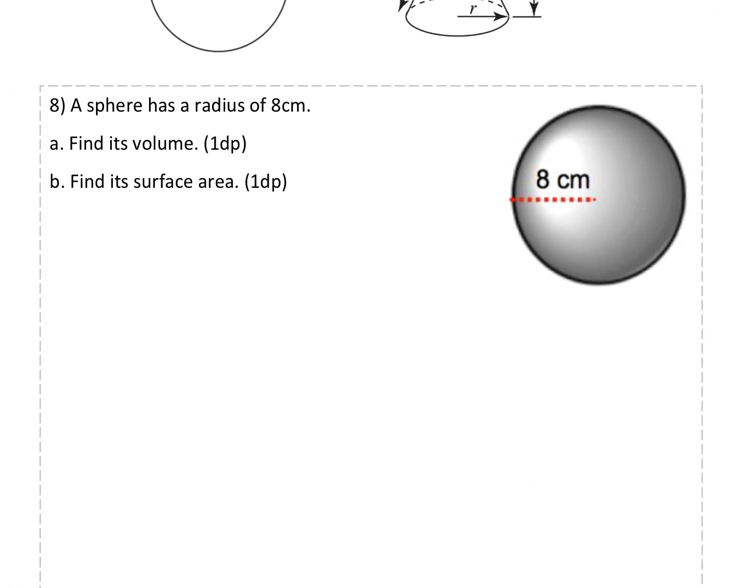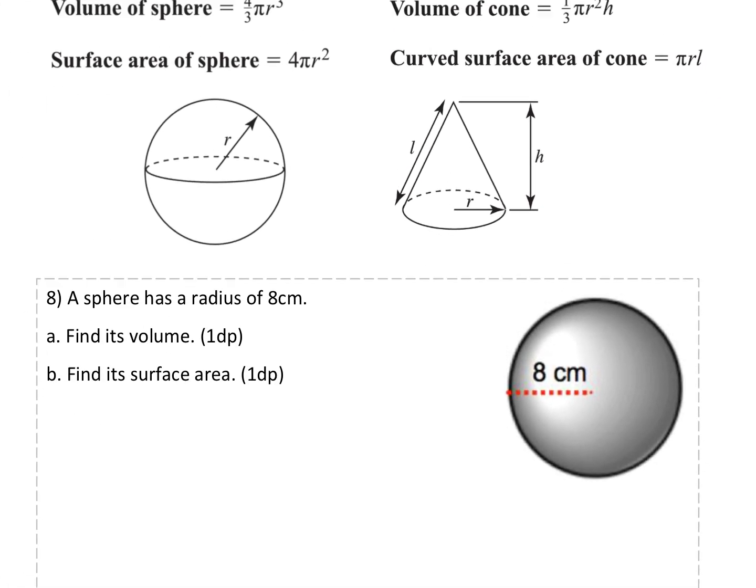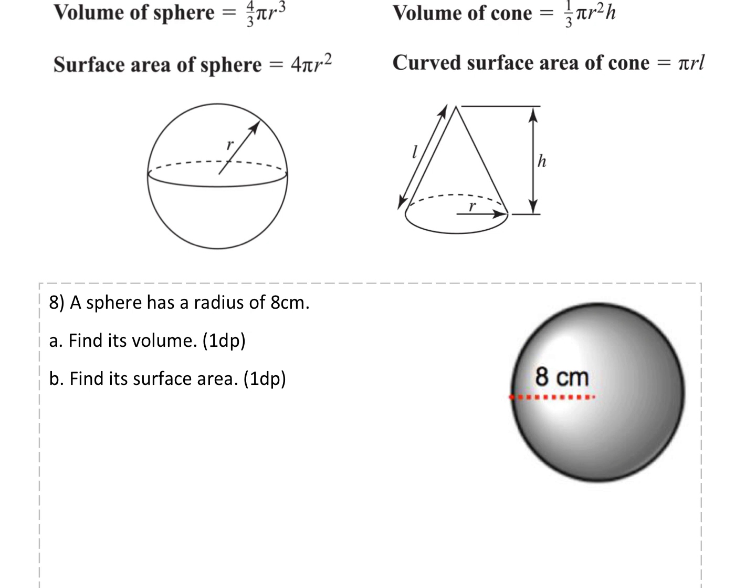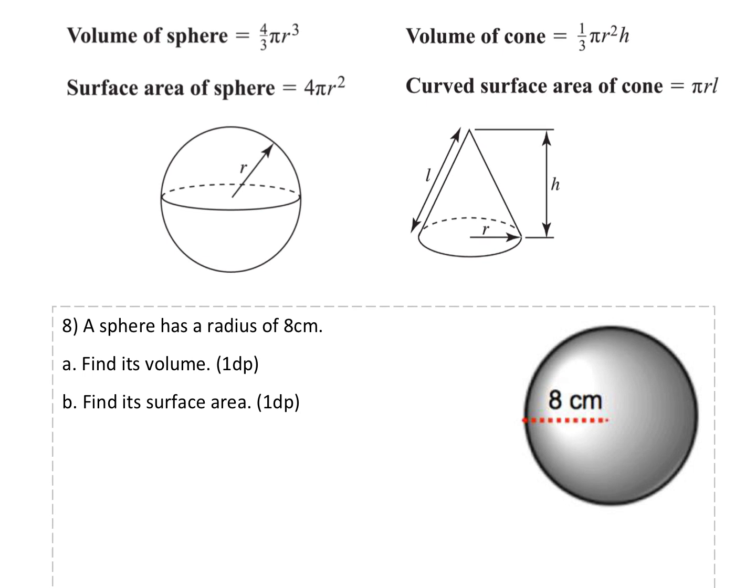Okay, let's have a go at example 8. First of all, identify the shape. The shape is a sphere, a ball. So I'll be looking at these formulae up on the top left. The sphere has a radius of 8 centimetres. We've got to find its volume and its surface area. So part A, the volume: the formula for that is 4/3 pi r cubed. Now r represents the radius, which is 8, so that would be 4/3 pi times 8 cubed.